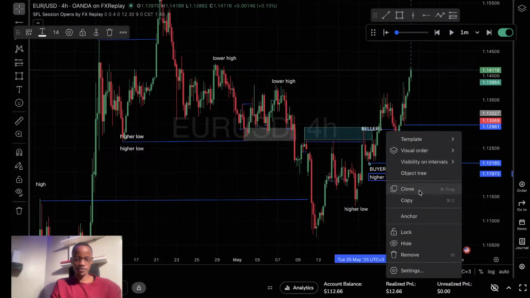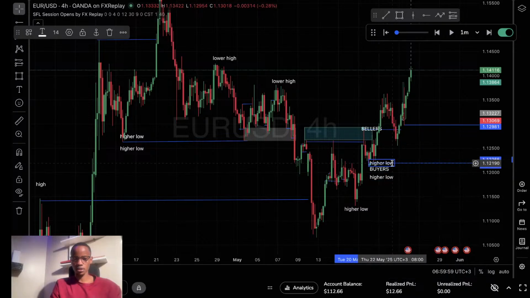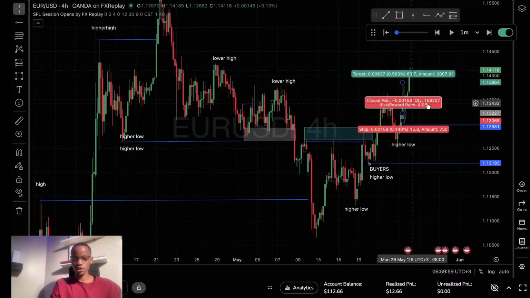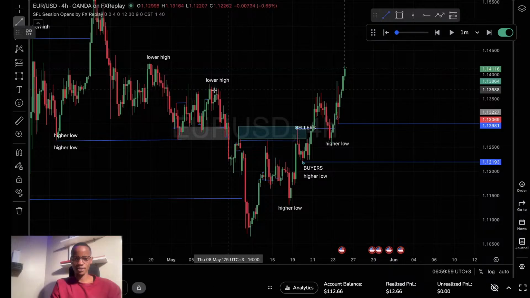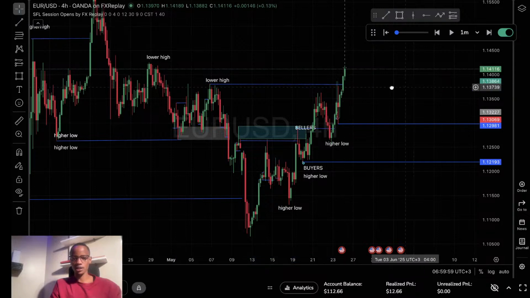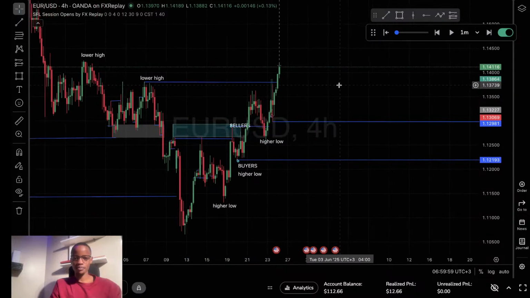Like I told you, whenever you see a higher low, then you know that we have buyers in that zone. This is another higher low. And now we start breaking lower highs. This is a lower high. Oh, this was a lower high as well. We broke it. But now we have a full confirmation here that, hey, we are bullish.